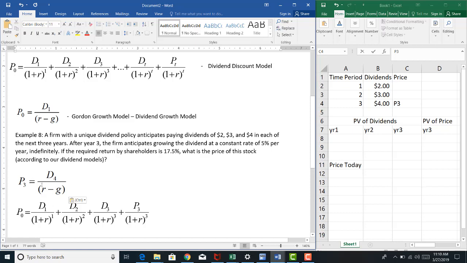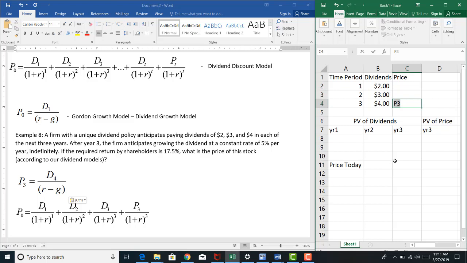Once I've calculated the price of the stock in year 3, I'm going to plug it into the dividend discount model right here, and I'm going to finish calculating the price in year 0 by discounting each of the non-constant growth dividends and the price of the stock in year 3 that we use the dividend growth model to calculate. Okay, so let me go over here to Excel. I have the dividends of $2, $3, and $4 in the first 3 years, and then I have the price of the stock in year 3, which I need to calculate using the Gordon growth model.